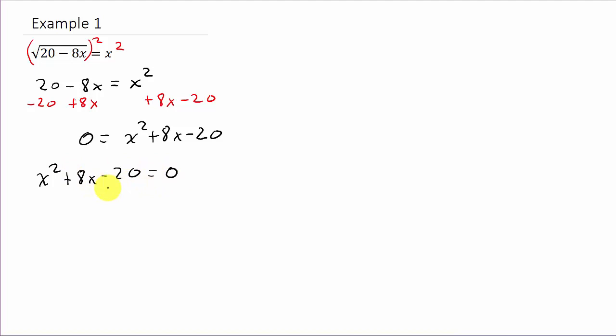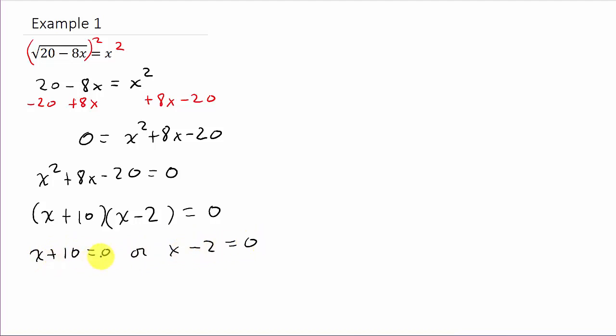Well, all we do is we factor. So let's see, does this factor? I've got x, how about plus 10 and minus 2. Okay, so it factors. So I've got x plus 10 equals 0, or x minus 2 equals 0. And then I solve each one separately. Here I'm going to subtract 10 from both sides, so x is equal to negative 10. And here I'm going to add 2 to both sides, and so x equals 2.